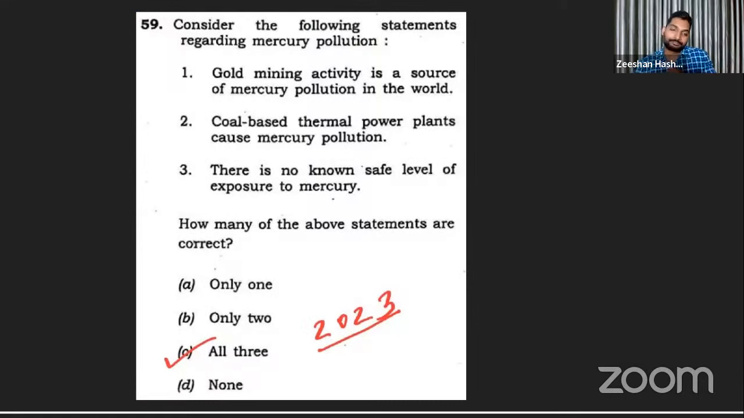In 2023, UPSC had asked this question. In statement 1, it focused on gold mining and mercury pollution, its impact on mercury pollution. Statement 2, coal-based thermal power plants and mercury pollution. And statement 3, there is no safe level of exposure to mercury. So this was in 2023.